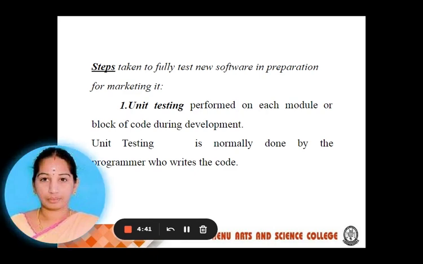a few steps to carry out the preparation. So first one is unit testing, and it is performed on each module or block of code during development. Unit testing is normally done by the programmer who writes the code. Unit testing is nothing but testing an individual component of software, and it is done by the programmer who writes the code. We call them a programmer. So the programmer verifies the unit testing.